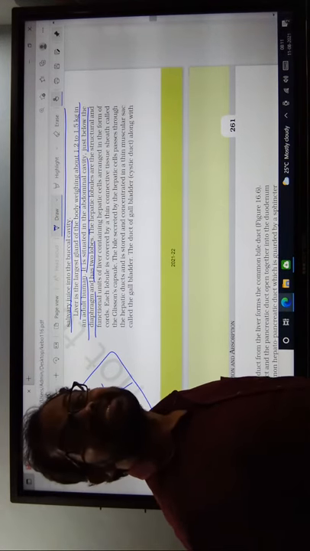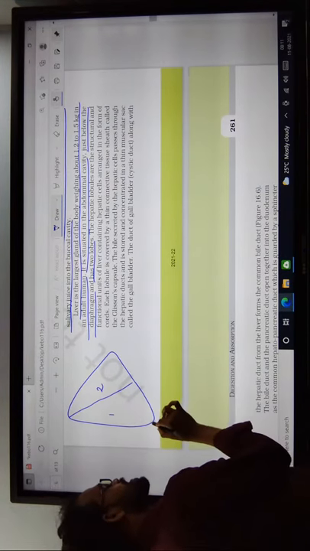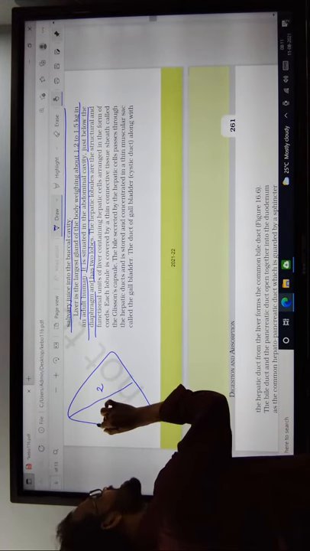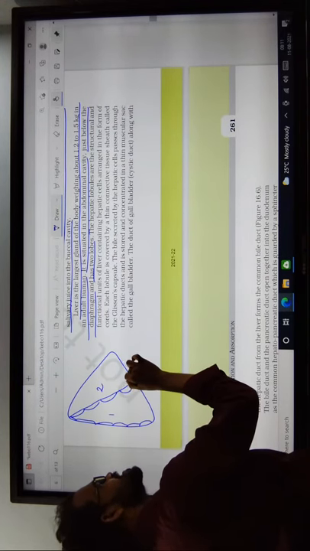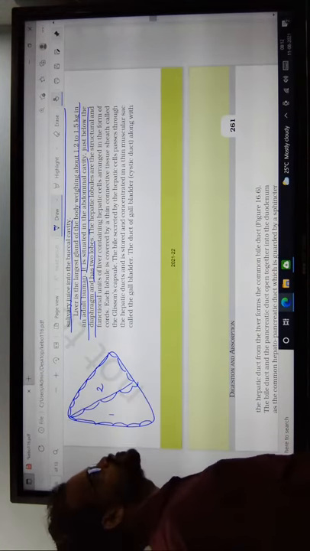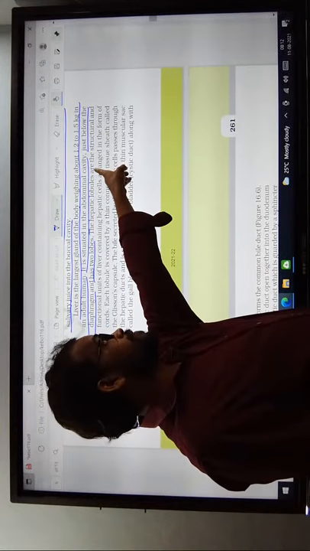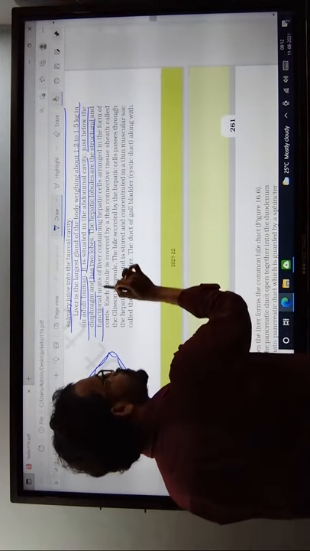The hepatic lobules are the structural and functional unit of the liver. They contain hepatic cells. It is one hepatic lobe, it is the other hepatic lobe. They contain hepatic cells, and these hepatic cells secrete juices.